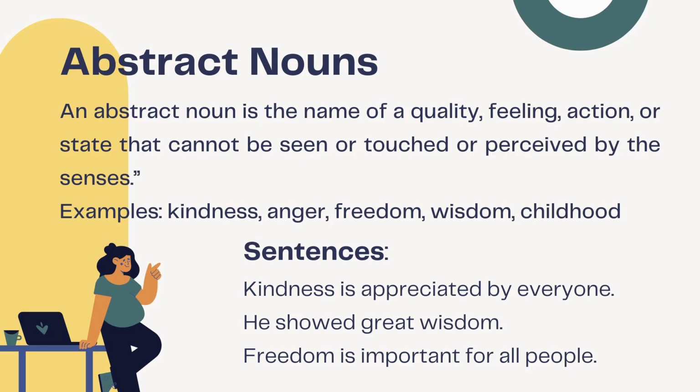Some examples of abstract nouns are kindness, anger, freedom, wisdom, and childhood. Let's look at some examples. Kindness is appreciated by everyone. Here, kindness is an abstract noun because it represents a quality. He showed great wisdom. Wisdom is something that cannot be physically seen or touched. And freedom is important for all people. Freedom is also an abstract noun. So, whenever a noun represents a quality, feeling, action, or state that cannot be physically perceived by our senses, it is generally called an abstract noun.